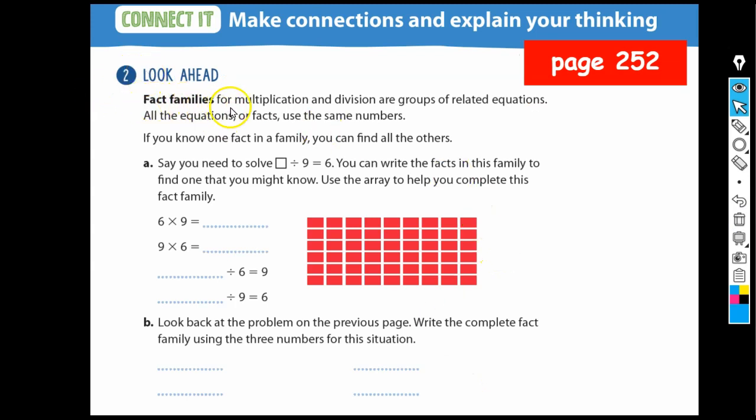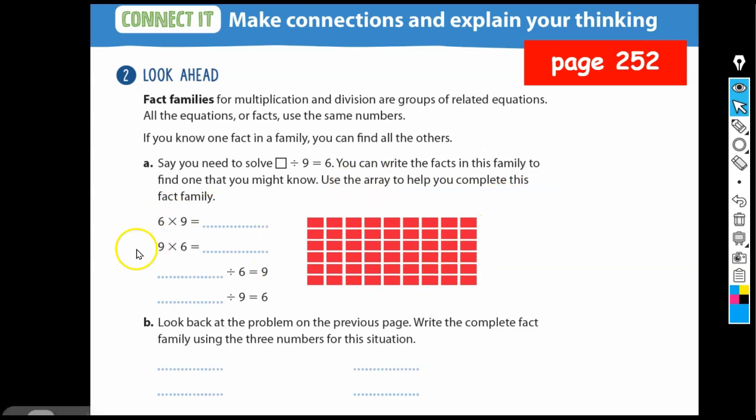It says fact families for multiplication and division are groups of related equations. All the equations or facts use the same three numbers in this case. So look at this. It says, say you need to solve something divided by 9 equals 6. You can write the facts in this family to find one that you might know. Use the arrays to help you complete this fact family.